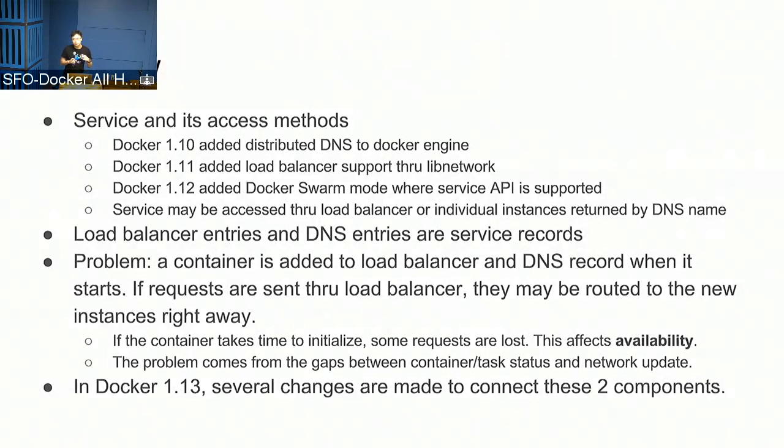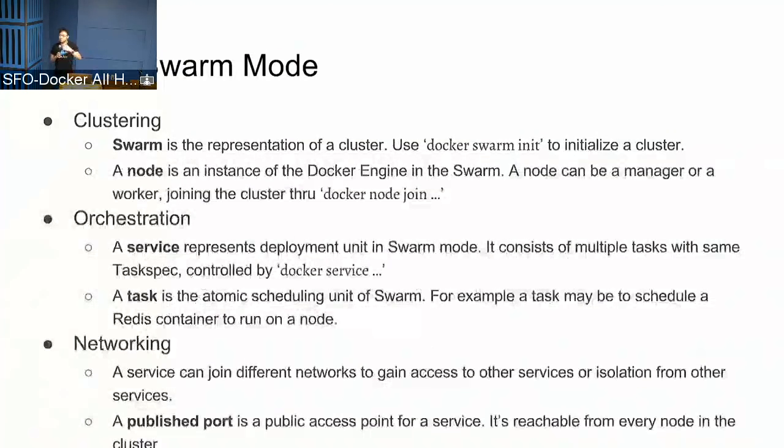The problem comes from two components. One is containerd, which is responsible for spinning up the instance, and the other is the network, which is responsible for updating the service records. So in Docker 1.13, we are making several changes to connect these two components so that your requests would not be lost. I'm going to talk a little bit about Docker Swarm Mode.